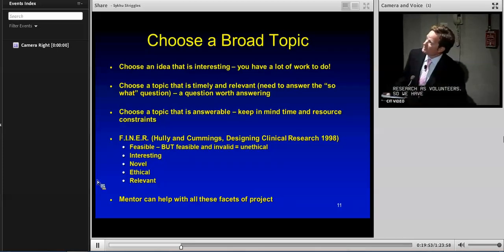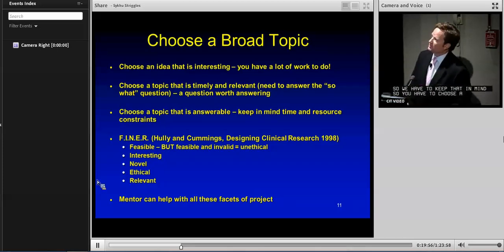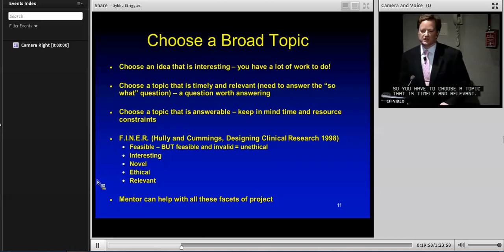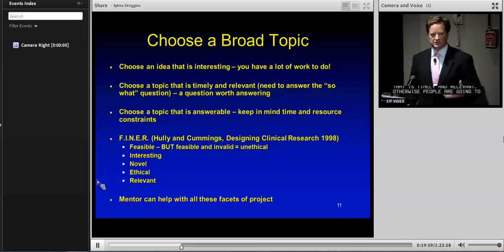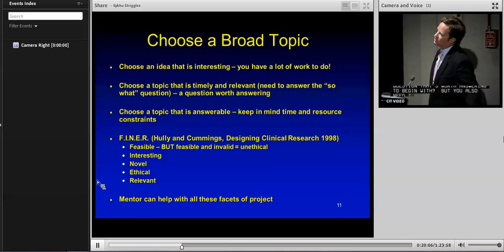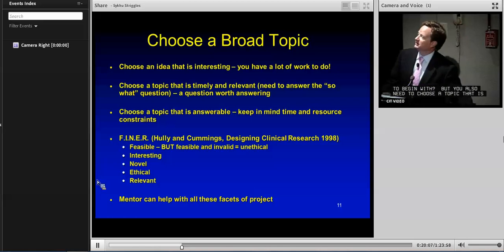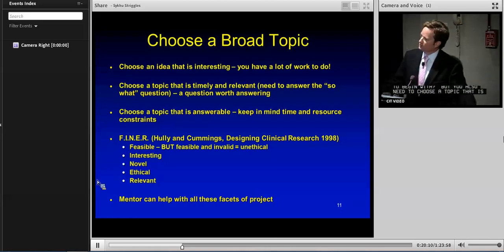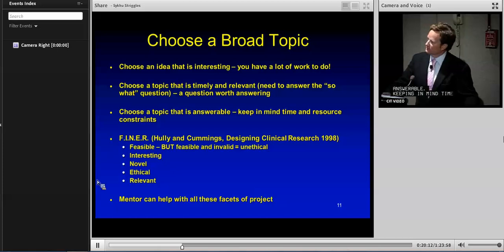So you have to choose a topic that is timely and relevant. Otherwise, people are going to ask you, so what? Why did you spend all this effort if you didn't ask a question that's even worth answering to begin with? But you also need to choose a topic that is answerable, keeping in mind time and resource constraints in terms of what you're going to be able to do.